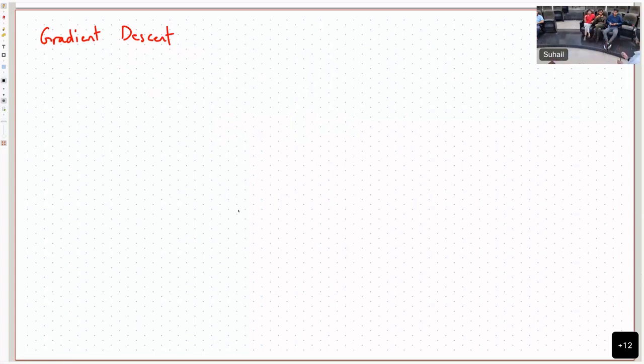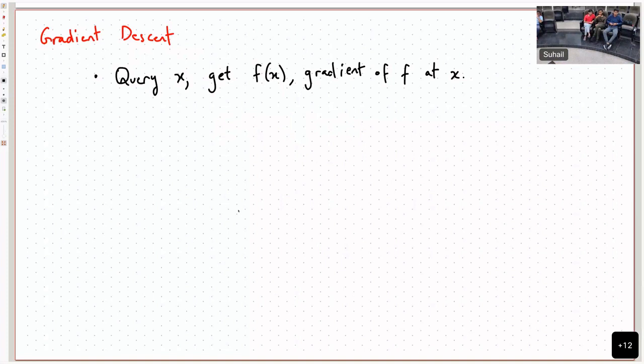Now we look at gradient descent. Gradient descent is a completely different algorithm for this task. What does it do? It queries some point x. It gets the values f of x and the gradient of f. And after that, it doesn't try to do a binary search.